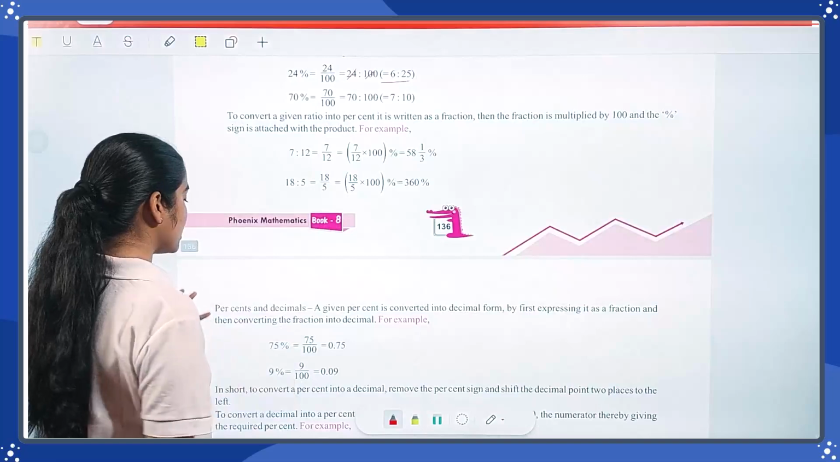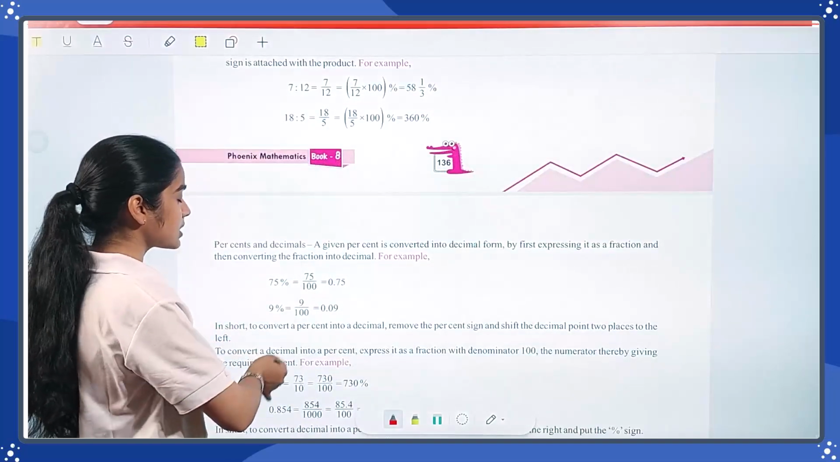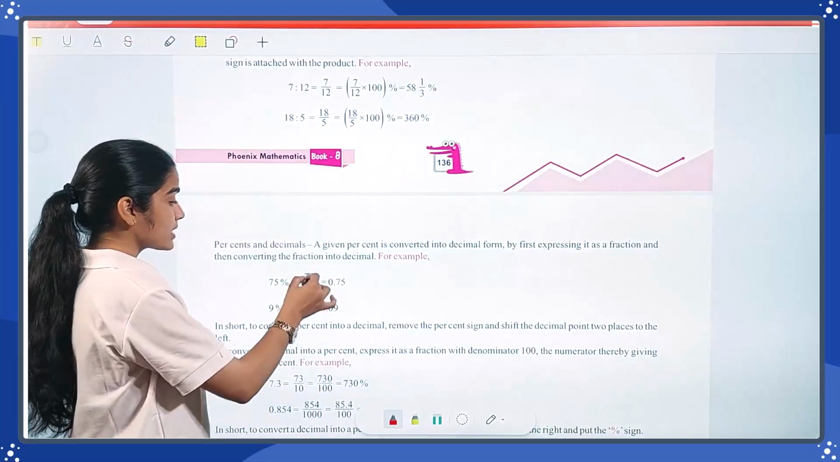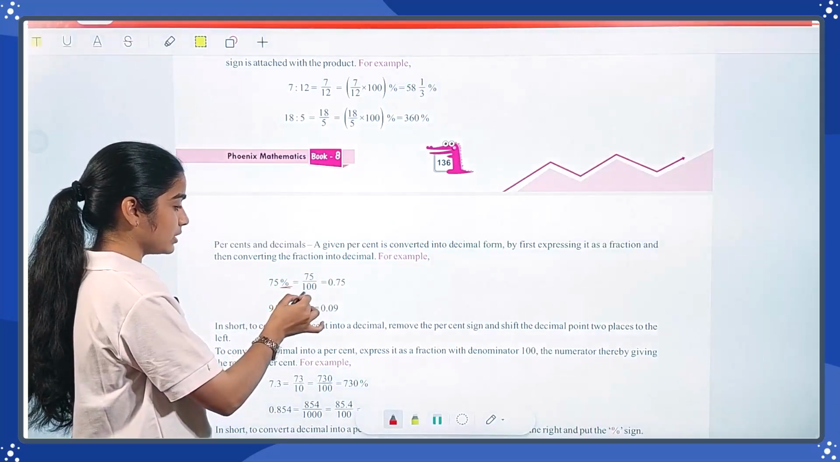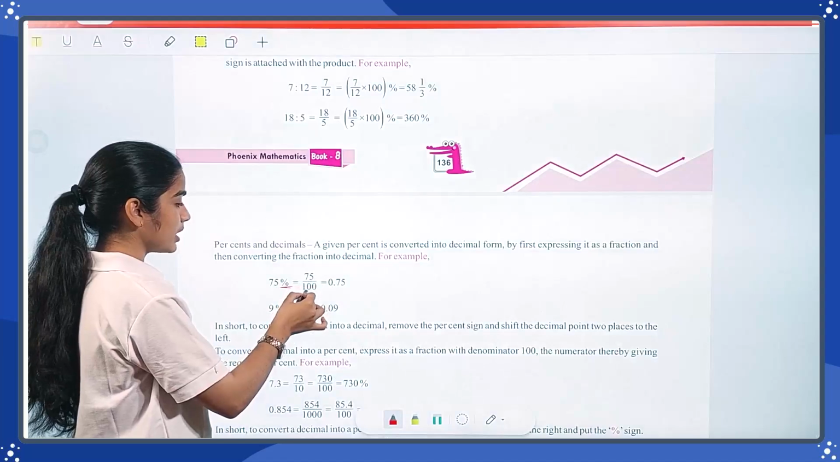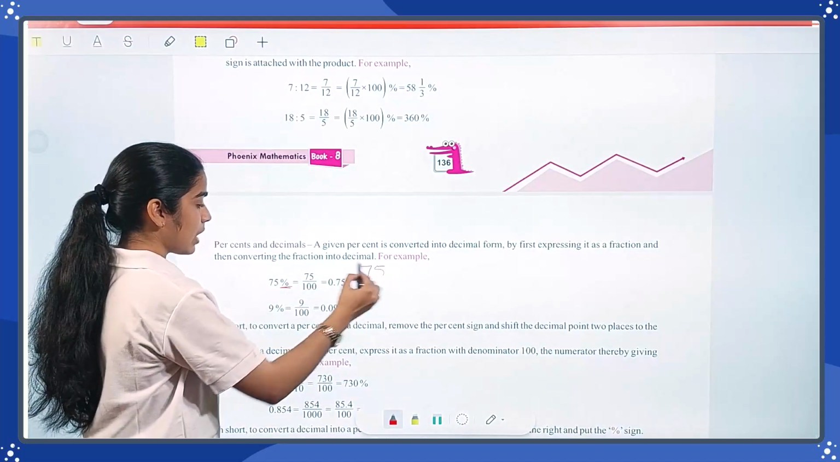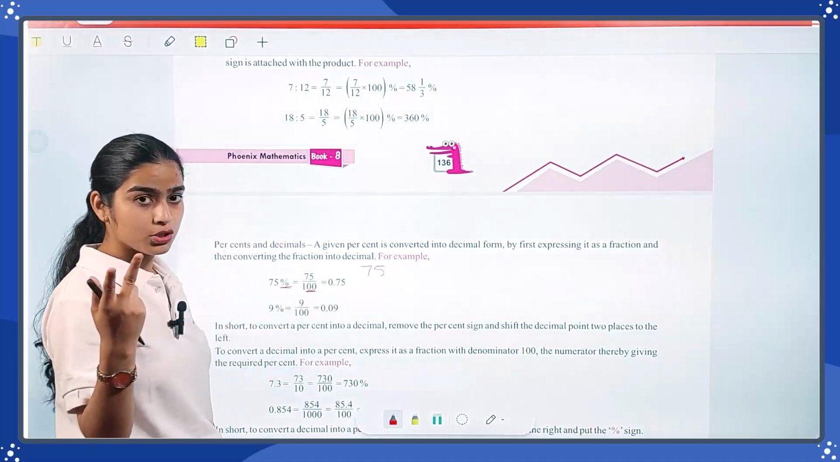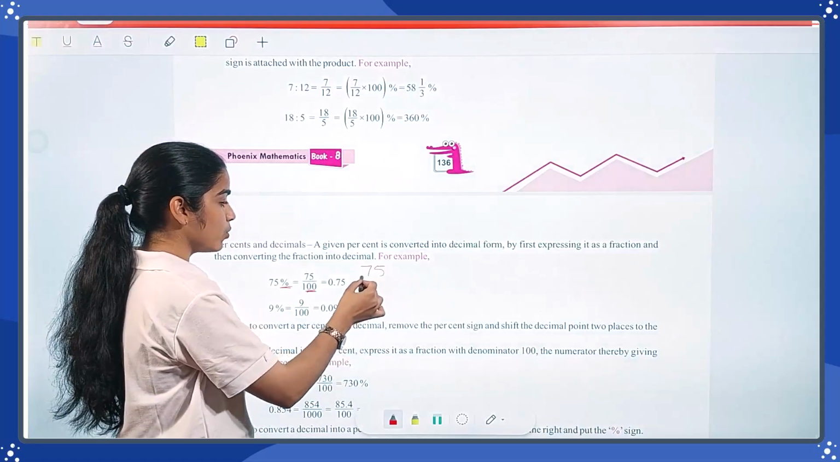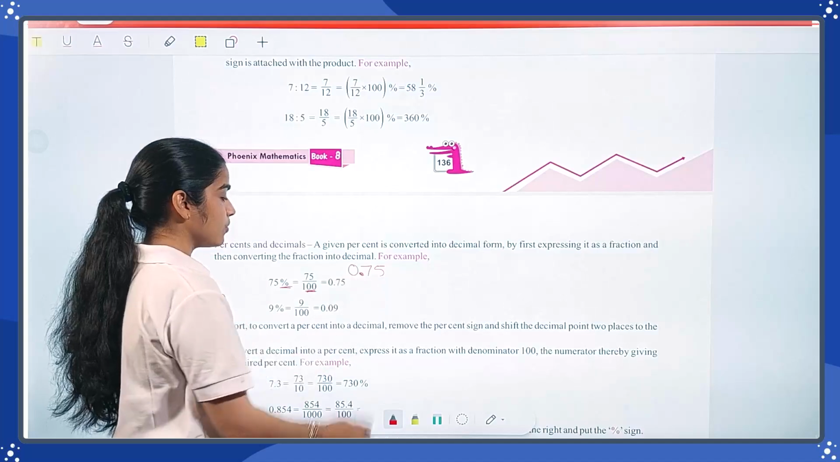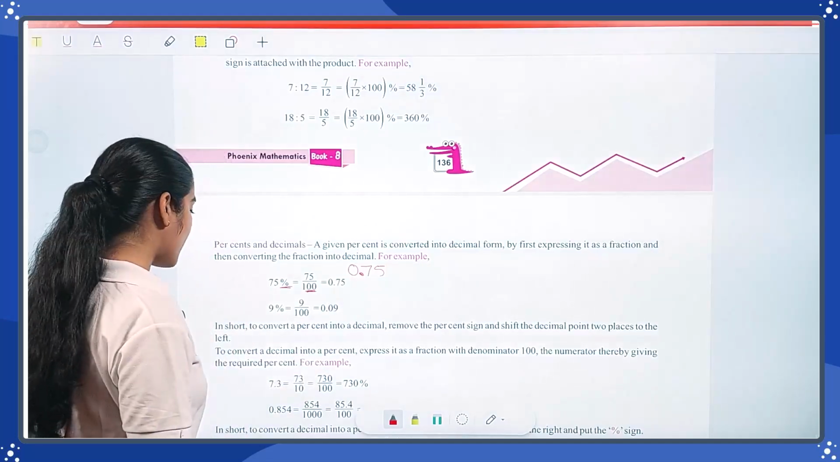Next, percentage and decimals. You can simply convert a percentage into a decimal. How? 75%. When you remove this percent sign, you have 100 as a denominator. 75 upon 100. Now how many zeros are there? 2 zeros we have. Start your counting towards the left-hand side, 1 and 2, and put a point here, and 0.75 is your final answer.